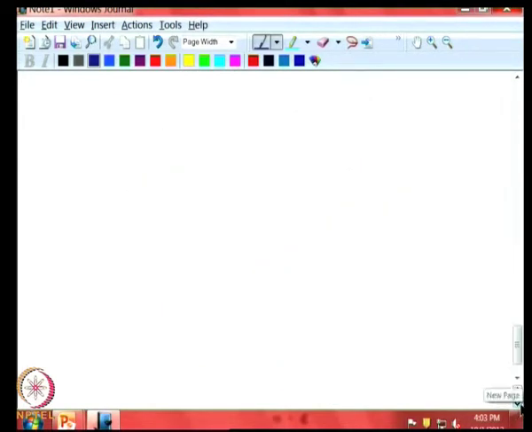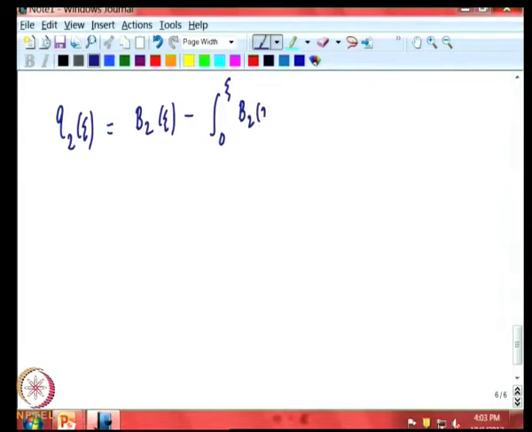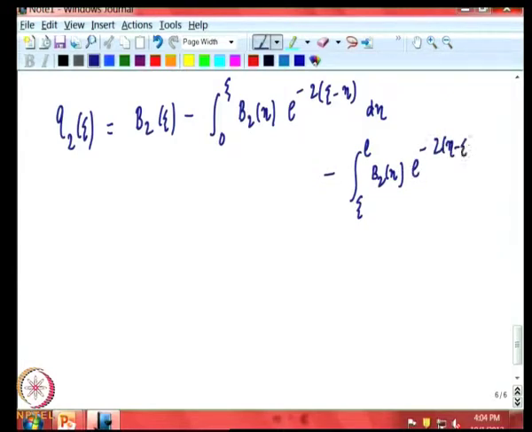So, once you make this approximation, you can write down the heat flux on the left hand side is equal to the unknown radiosity on the right minus. Now, since there is a modulus function involved, it is better to split the integral 0 to L into two parts, 0 to psi, then you have the unknown radiosity b2 of eta e to the power minus 2 (psi minus eta) d eta. Since modulus is involved and you are dealing with psi less than eta, this will come out as psi minus eta, and the second term will be minus going from psi to L, again b2 of eta e to the power minus 2 (eta minus psi) d eta.